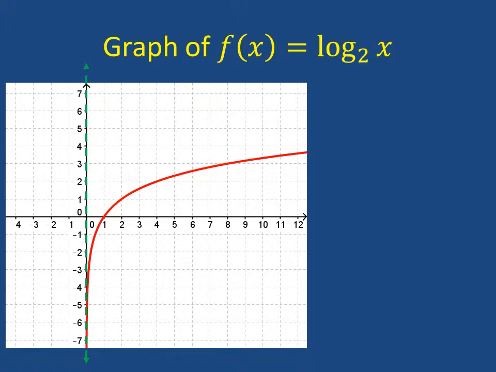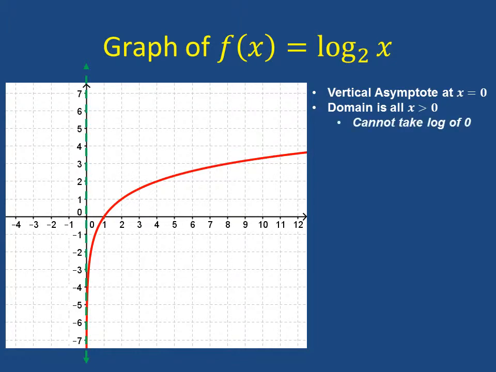Let's take a quick look at the graph of the log function. This is log to the base 2. We have a vertical asymptote at x equals 0. The entire graph lies to the right of this asymptote. That means that the domain is all values of x greater than 0. That also means we can't take the log of 0, nor can we take the log of a negative number. Now the range is all real numbers.